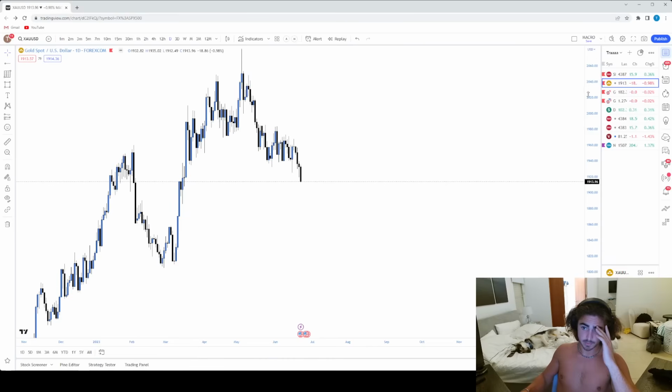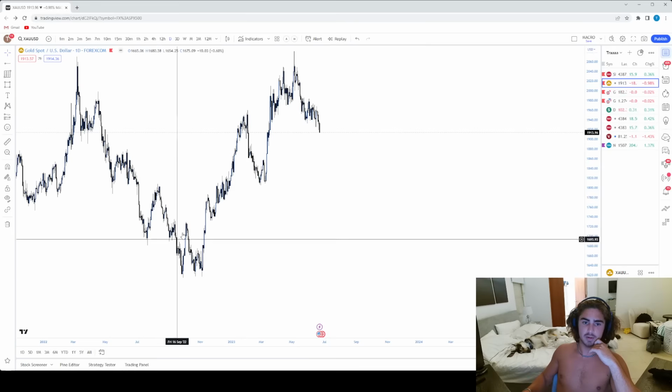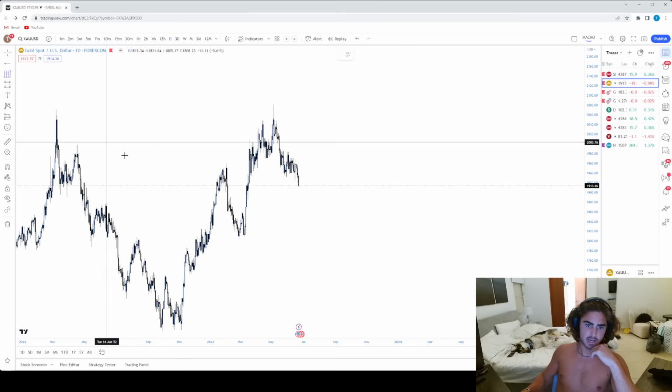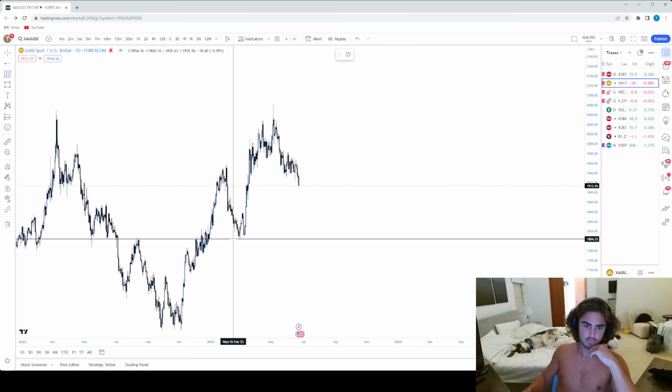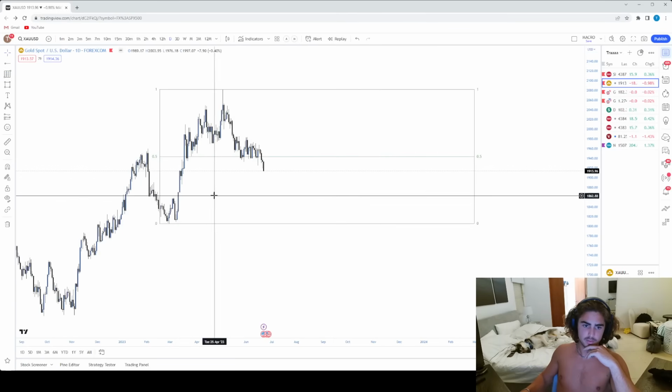We can even measure this, bro. Look, we're in a monthly uptrend on gold, by the way. Monthly break, monthly retrace, monthly break, monthly retrace right now. Monthly low up to the monthly high, boom, perfect. We're in equilibrium right now.